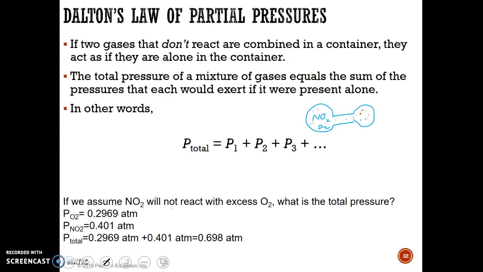So if we calculate the partial pressure of NO2 being 0.401 and the partial pressure of oxygen, doing some other kind of math and calculating the excess, we got 0.2969. When we add them together, the total pressure of the given volume is 0.698, because when we do adding, we go by the least amount of decimals.